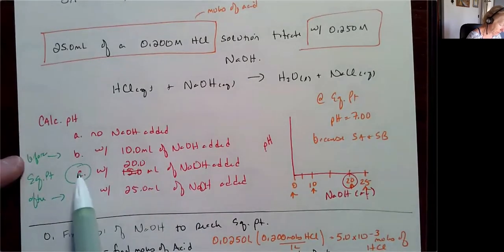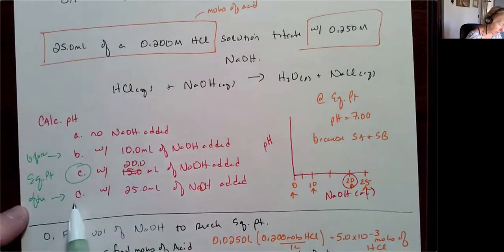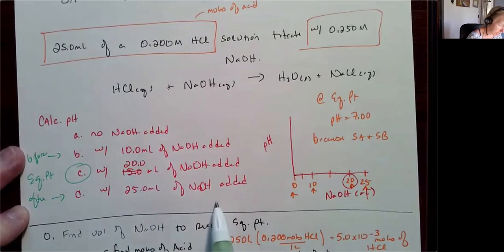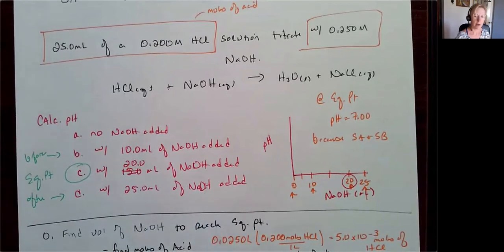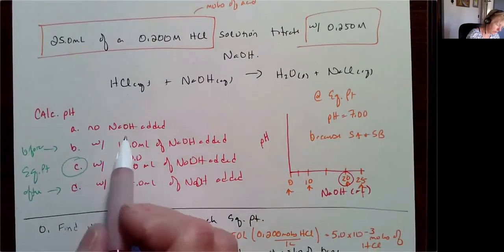So my pH here is going to be driven by how much hydrochloric acid hasn't reacted, and my pH here is going to be driven by how much additional sodium hydroxide I have past what I needed to react all of my acid.